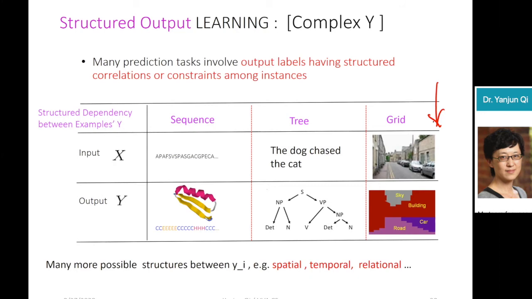There are many different kinds of this dependency. It can be spatial, as in this image case. It can be temporal, where you're working on sensing data. It can also be relational when you're working on graph data. All right.